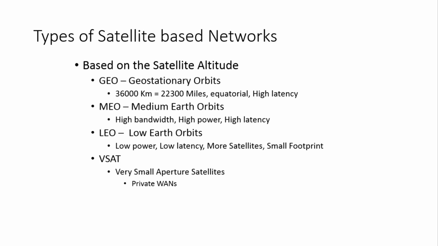Types of satellite based on network. Based on the satellite altitude, GEO, that is geostationary satellite, 36,000 km equal to 22,300 miles, equatorial, high latency. MEO, that is medium earth orbit, high bandwidth, high power, high latency. LEO means low earth orbit, that is low power, low latency, more satellites, small footprint. VSAT, that is very small aperture terminal, private WAN.